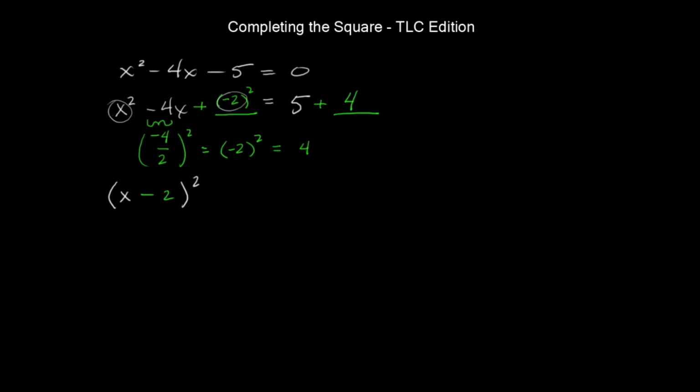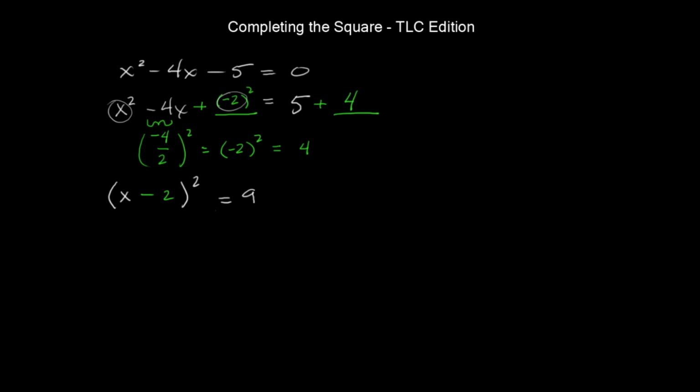What we've actually done on the left side is factored this polynomial, which is a perfect square trinomial, down to this. That's it. On the right side of the equation, we're going to add these two numbers together, which in my case, is 9. And I'm going to write equals 9. The next step is to take the square root of both sides.